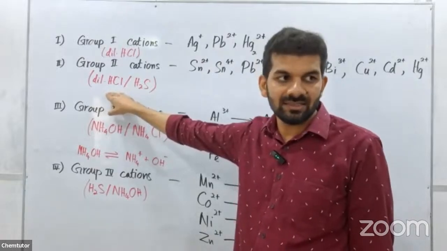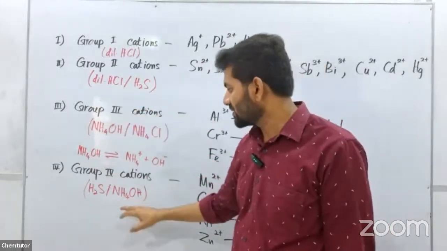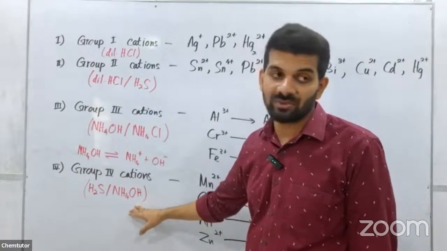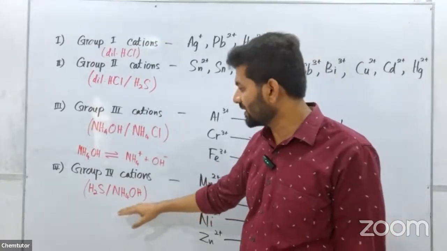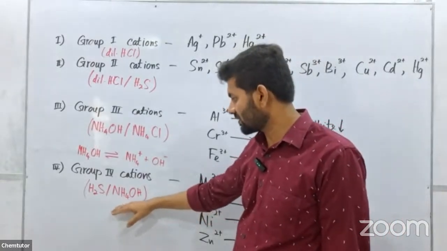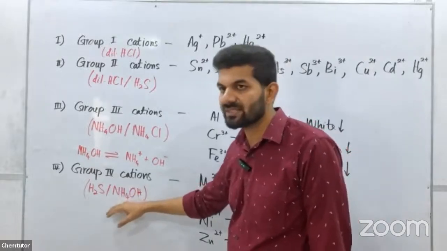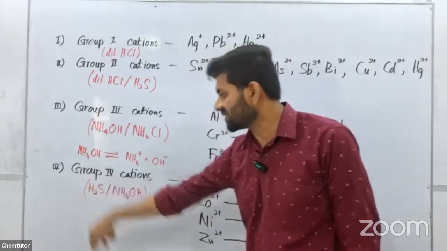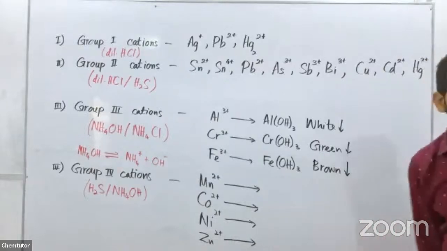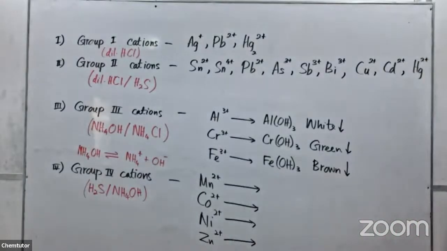Now here what happens, we are adding ammonium hydroxide. That means ammonium hydroxide is basic. So it will consume H plus ions and the S2 minus ion concentration will be increased. As a result, they will be precipitated as their respective sulfides. So manganese will be precipitated as manganese sulfide.